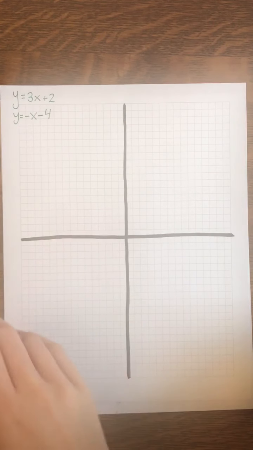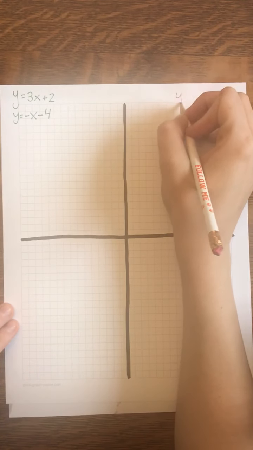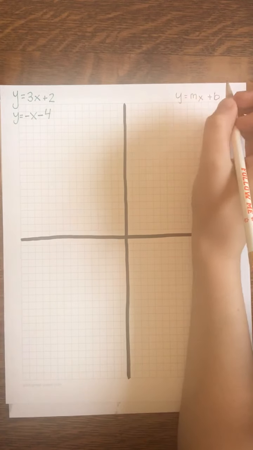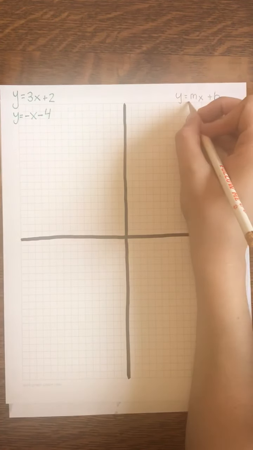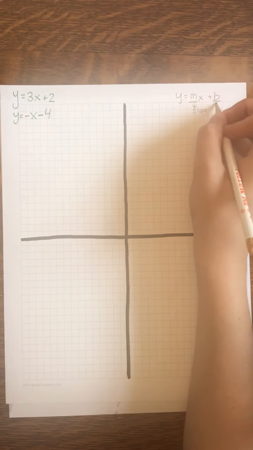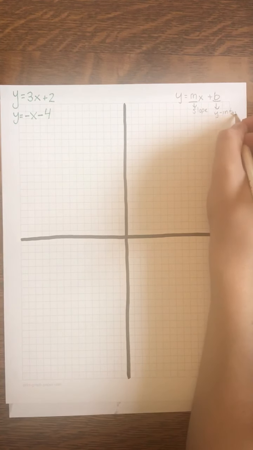I'm going to write that over here: y equals mx plus b form. We are very comfortable working with mx plus b form. I know it's been a couple of weeks. m stands for slope and b stands for y-intercept. We can use both of these terms to help us graph.